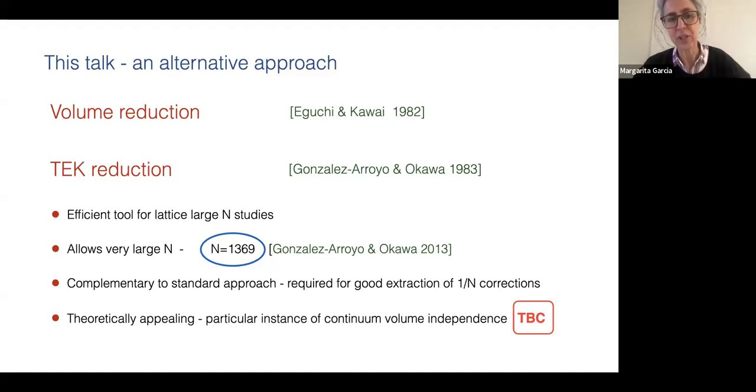Okay, so in this talk, I'm going to take the alternative approach, which is using volume reduction. I'm going to try to convince you that this is a very efficient tool for large N lattice studies, in particular because it allows you to go to very large values of N, of the order of 1,000. For instance, in this paper, Tony and Masanori have computed the string tension going up to values of N this large. So it's an approach that is complementary to the standard approach.